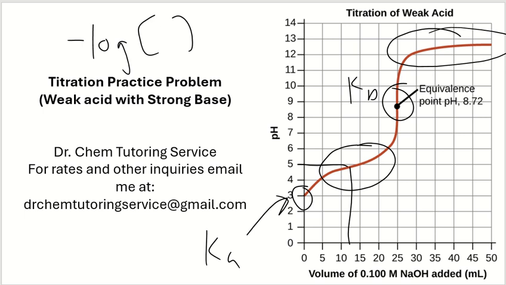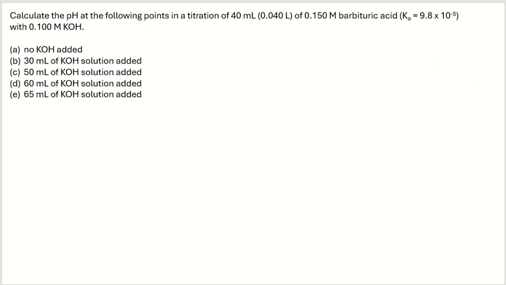And so what we're going to do is work through these 5 different scenarios where we add no base, where we add base before the equivalence point, one of them being halfway, one being another point. We're going to look at the equivalence point and then beyond the equivalence point. So those are going to be parts 2 through 6.